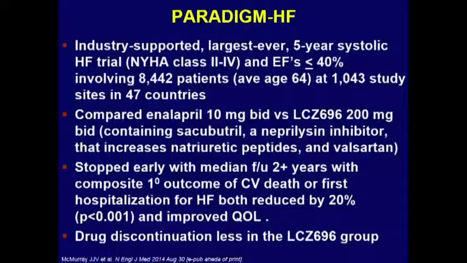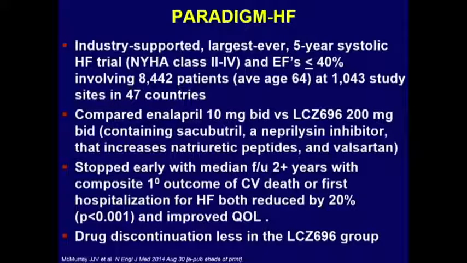We'll talk about that. It was stopped early, the trial, with a median follow-up of 2+ years because the primary composite outcome of cardiovascular death or first hospitalization for heart failure were reduced by 20%. If we were to do this trial 10,000 times, it would come out the same 9,999, and an improved quality of life.